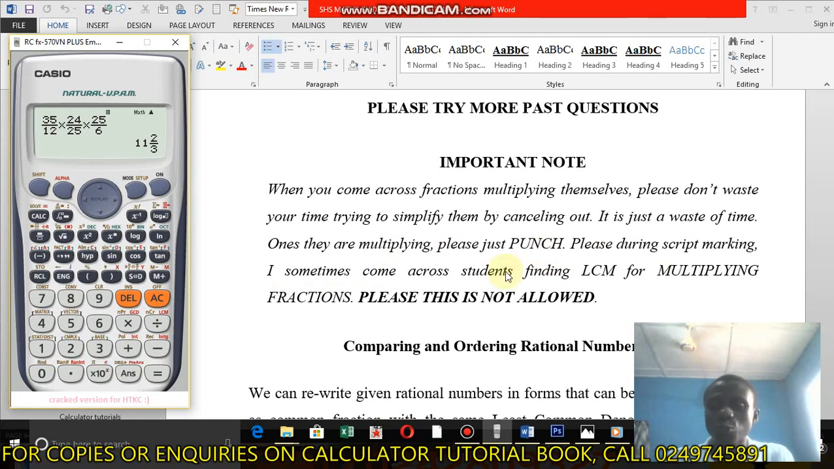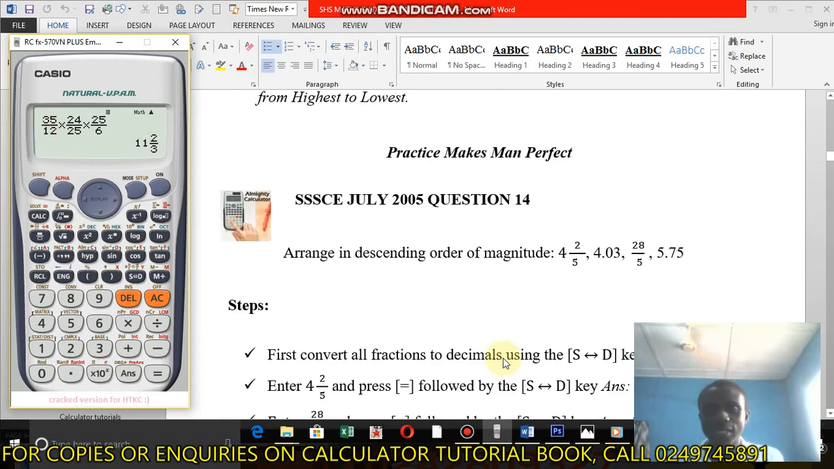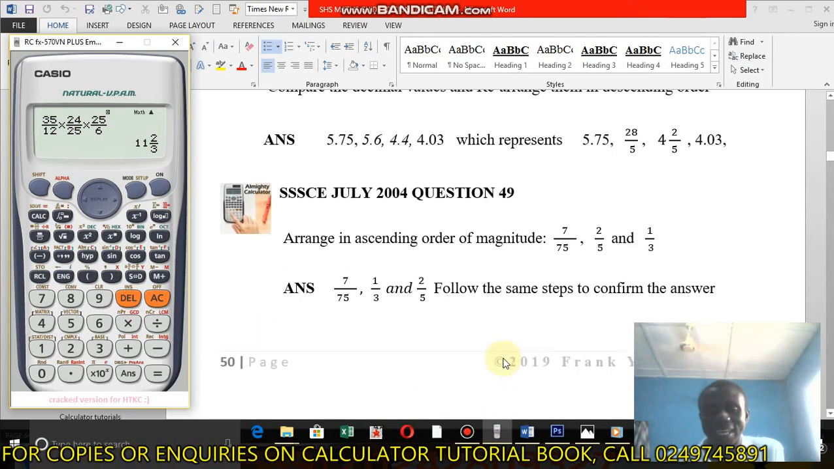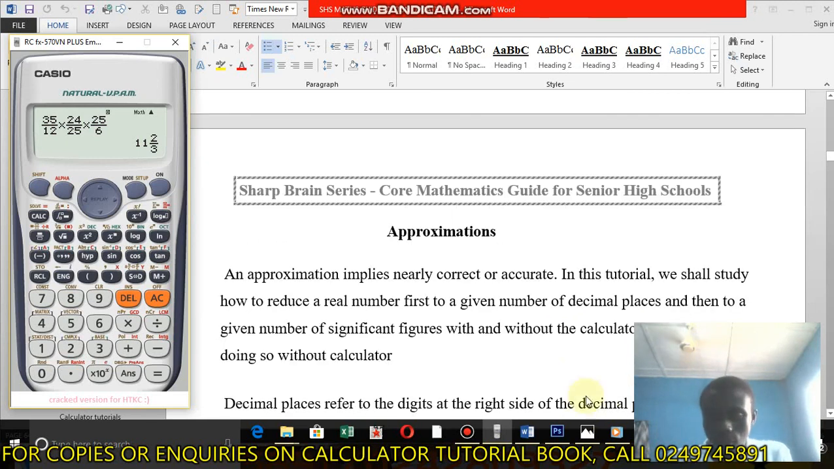Please, during script marking, I sometimes come across students finding LCM for multiplying fractions. Please, if fractions are multiplying, we don't find LCM. You see students finding LCM for multiplying fractions, where they can just punch it on the calculator for that step and get the simplified answer. Okay, so that is what we're able to do today. Now, in the next video, we'll be doing comparing and ordering fractions with the calculator. We can order and compare fractions with the calculator. In fact, the calculator is not limited to anything. You just enter approximation, significant figures, standard form. You'll be doing everything. Get a copy for yourself, and you'll be okay with the mathematics paper.